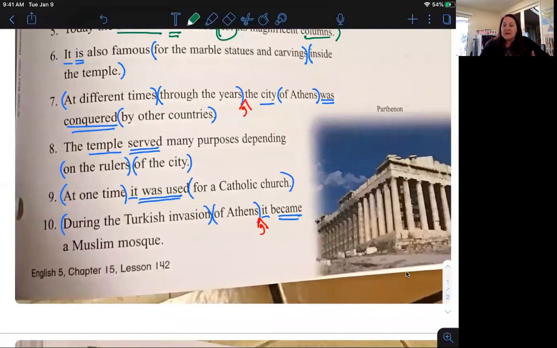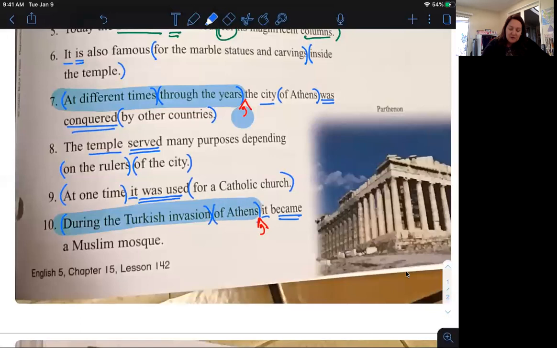What you'll notice is that you have ones that have introductory clauses. Number 7 has an introductory clause here, so we needed this comma. Okay, and number 10 had this introductory clause here, and we needed this comma. If you didn't put them, that's okay. Go ahead and put them in now. Because remember, the sentences at different times through the years have more than 5 words, so they need a comma after the introductory clause. And during the Turkish invasion of Athens has more than 5 words, so it needed a comma after those introductory clauses. Okay, so how'd you do?